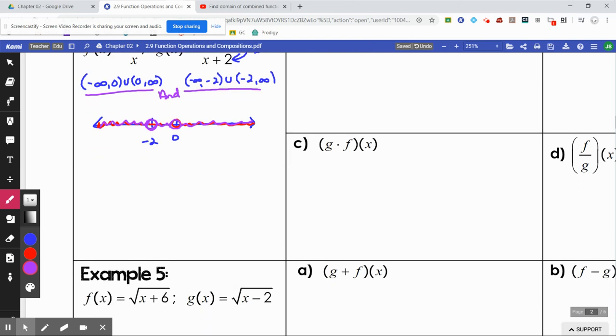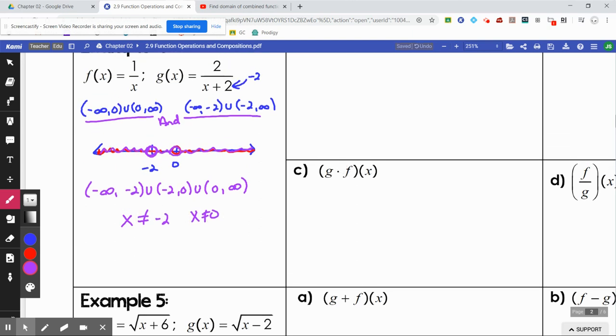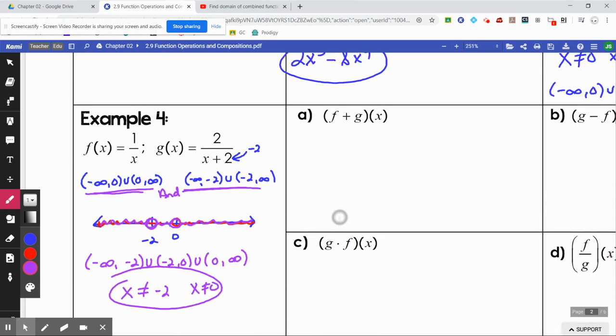So every value from negative infinity up to negative 2, or every value from negative 2 to 0, or every value from 0 to infinity. Or we could just simply say x can be anything except for negative 2 or 0. That's going to be our combined domain. X can't be one of those two things because those were the two excluded values.